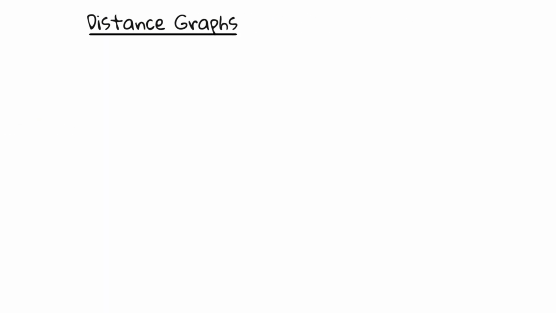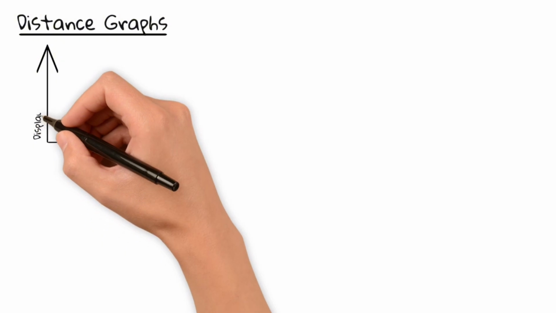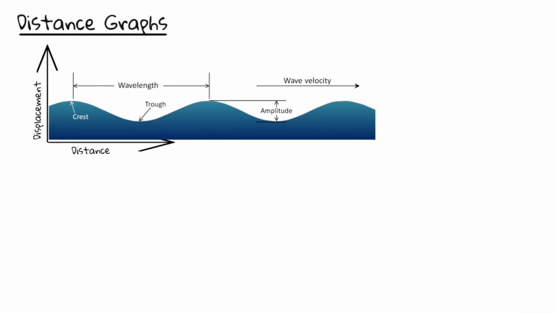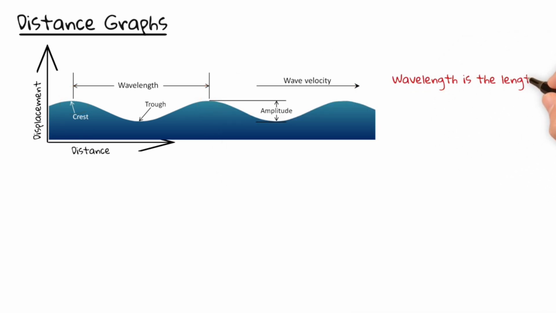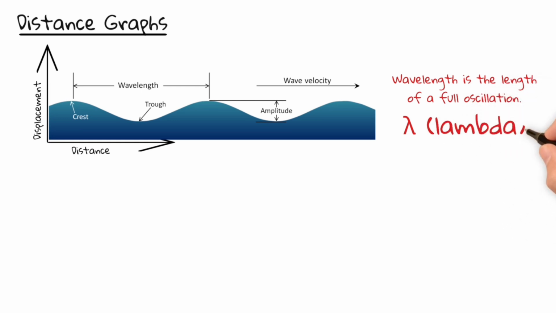Now let's change our perspective. If we look at the wave from the side and plot displacement against distance, we can see the wavelength. That's the distance from one peak to the next. It tells us how long the wave is. Wavelength has the symbol lambda and is measured in meters.